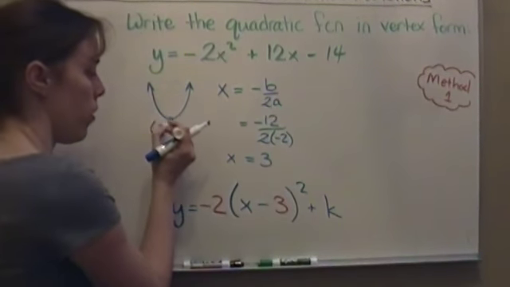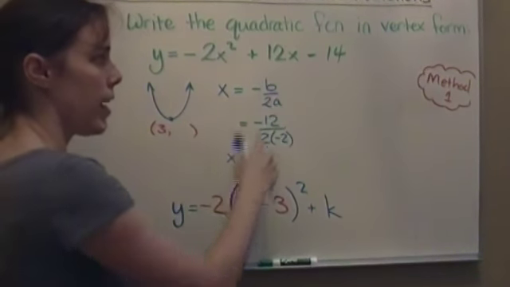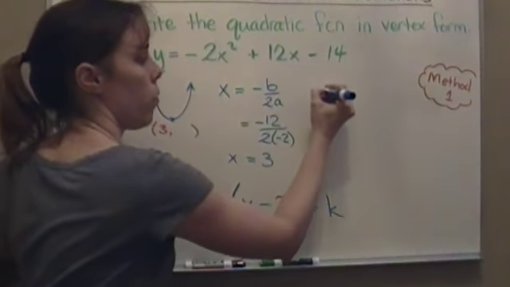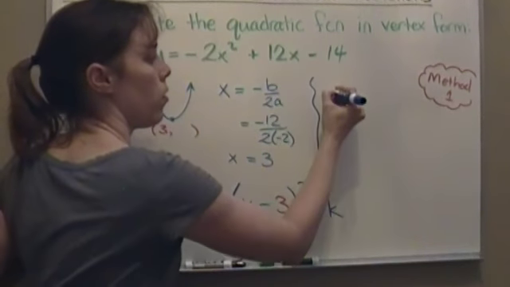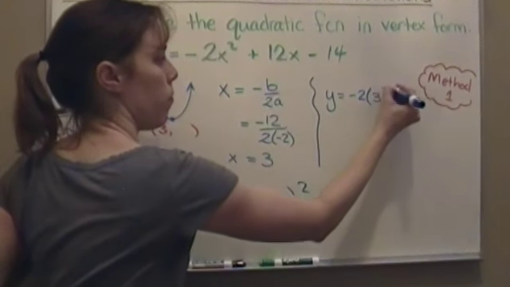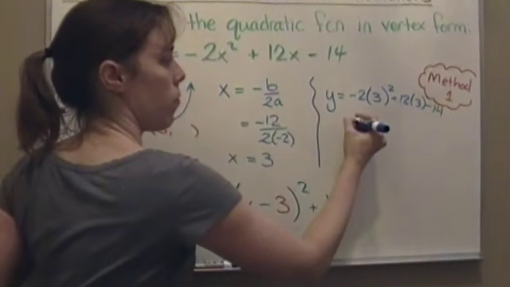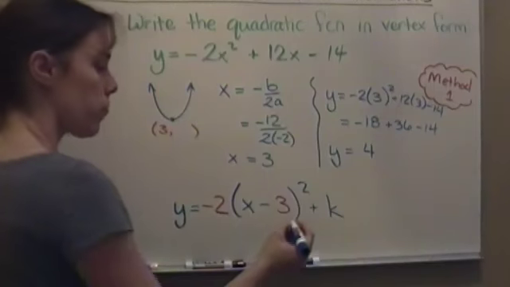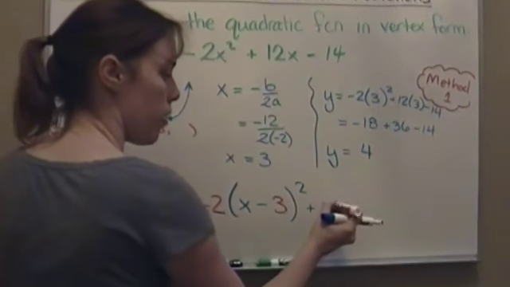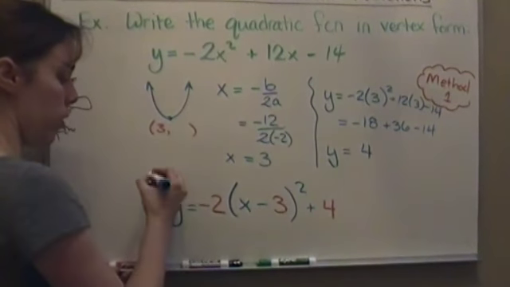So I have the coordinates of this vertex at 3 comma something. And then I'll take this and plug it back into my equation and find my y value. So y equals negative 2 times... all right, now I have my y value. I'll put that in as 4. And there's my equation written in vertex form.